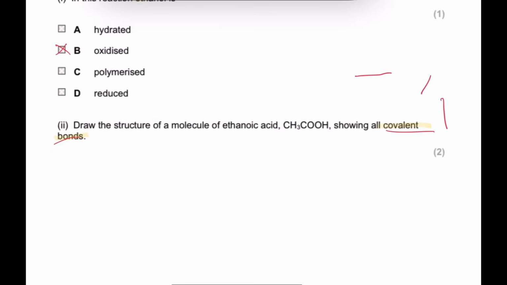So first we are going to put our 2 carbons that we have here. So we have our 2 carbons and this is connected by a line. This shows our covalent bonds. Now we can see that this carbon over here is connected to 3 hydrogens, so we can just put this over here. And we can see that this carbon is connected to another carbon as well as 2 O's and an H. So we have O, O, and an H.